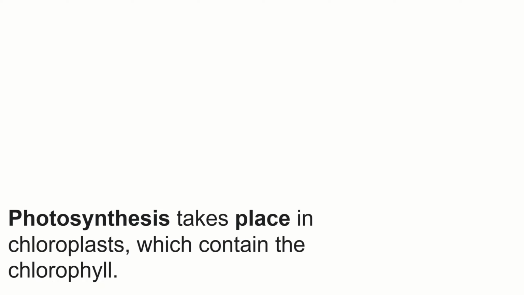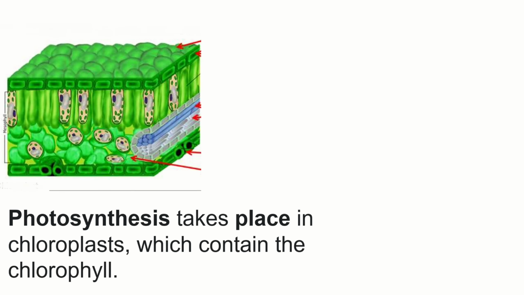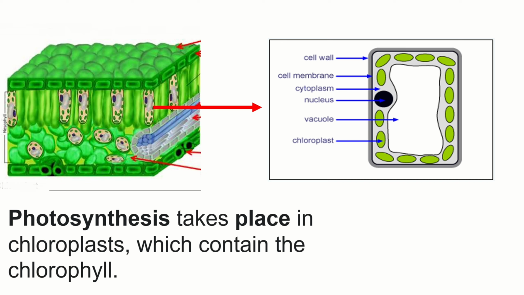Photosynthesis occurs in the chloroplast, which contains the chlorophyll. Chlorophyll is the green pigment. That's why most of the plants appear green. So let's take a look at this picture. This image shows the internal parts of a leaf. Then we will take a closer look at a plant cell. Then here is the chloroplast that contains the chlorophyll.